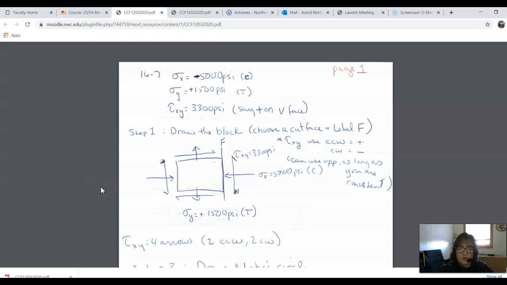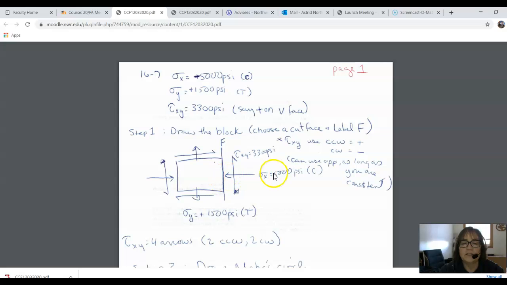Okay, the next thing you do when you draw a state of stress, you start with the stress block. You choose one of the faces to be the face of interest, and then you work from that all the time. I tend to choose the vertical face on the right as the face of interest, but you can use any of the four faces of that stress block as long as you're consistent with your arrow markers.